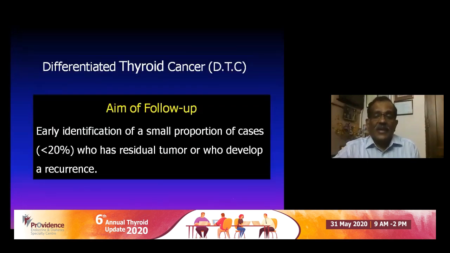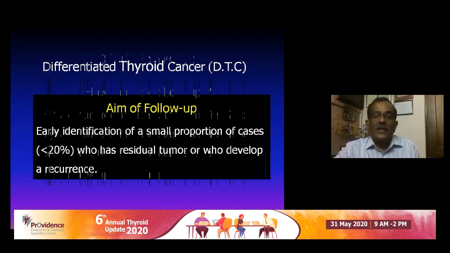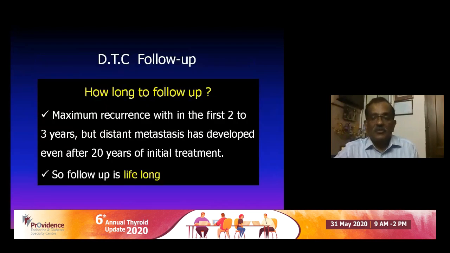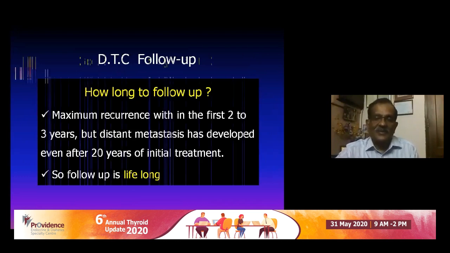So the aim of follow-up is early identification of a small proportion of cases, less than 20% of cases, who have residual tumor or who are going to develop recurrence. How long will you follow these patients? Maximum recurrence is within the first 2 to 3 years, but distant metastasis has developed even after 20 years of initial treatment. So I personally feel the follow-up must be lifelong.